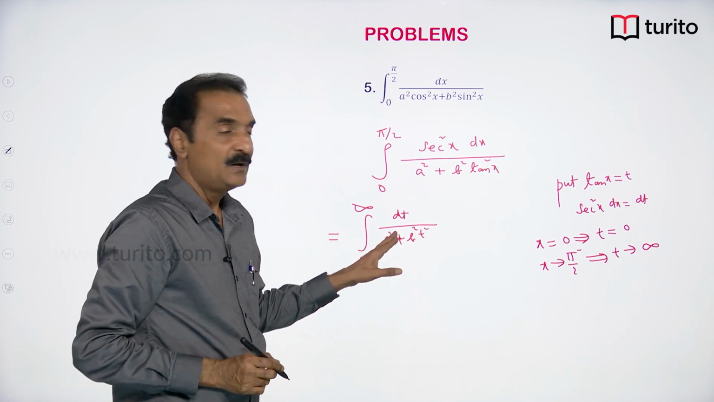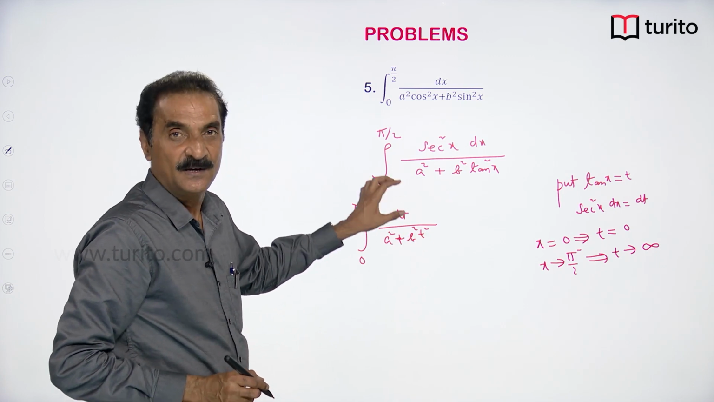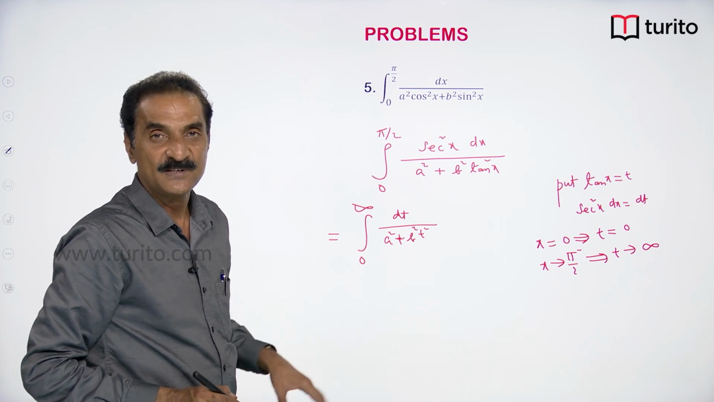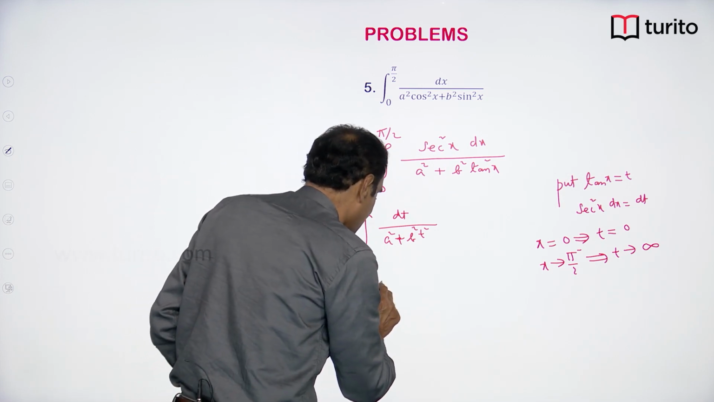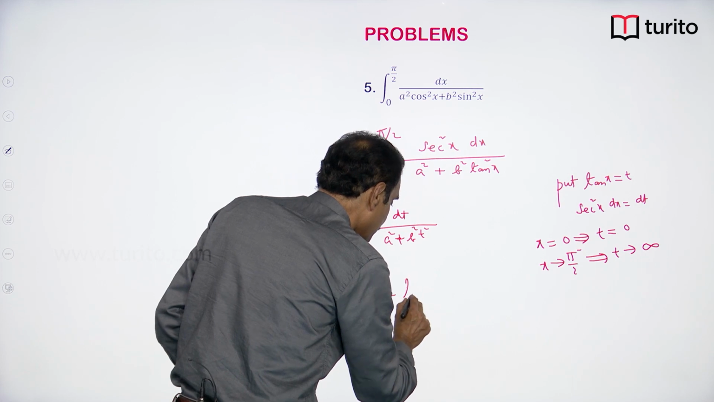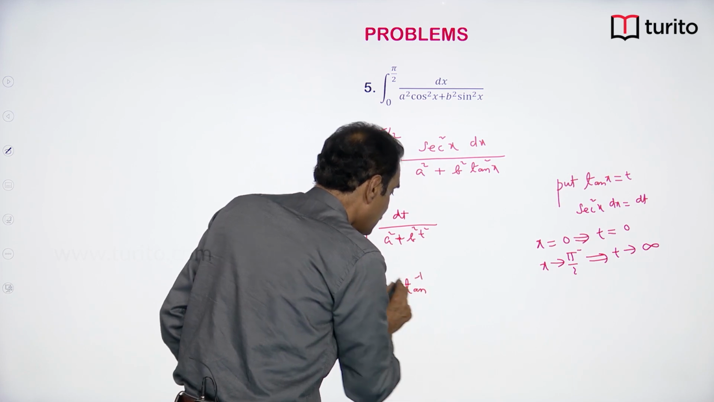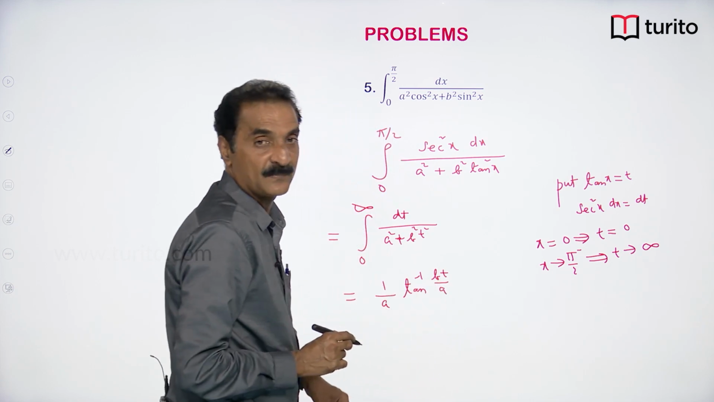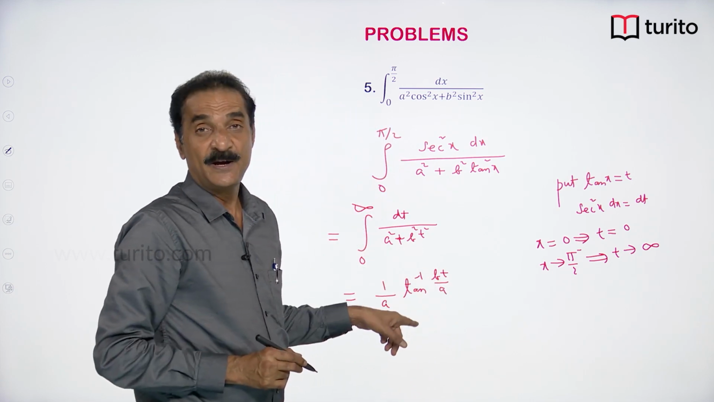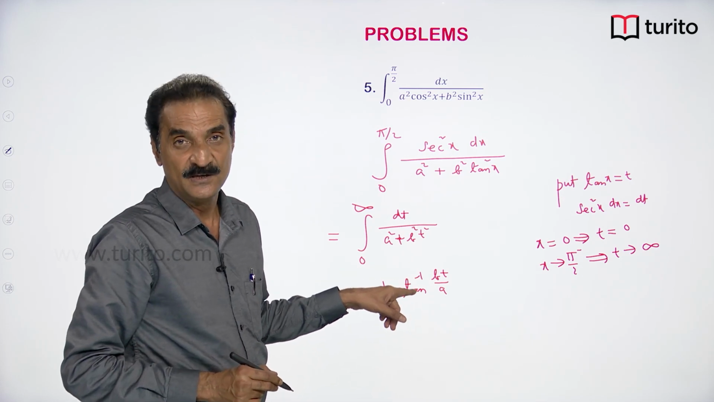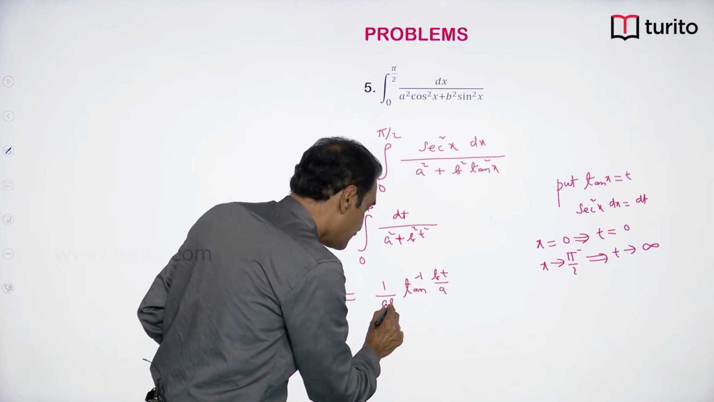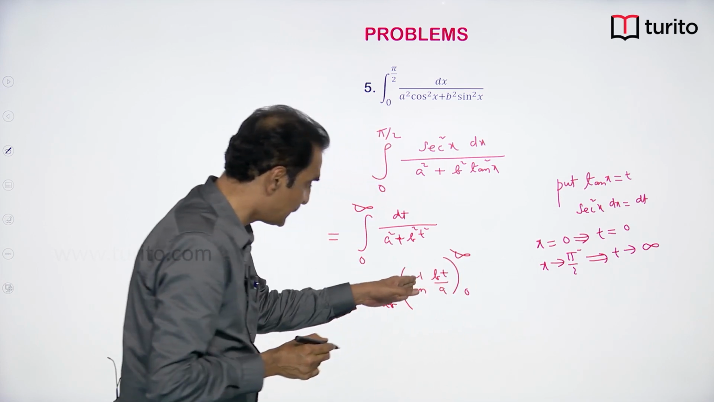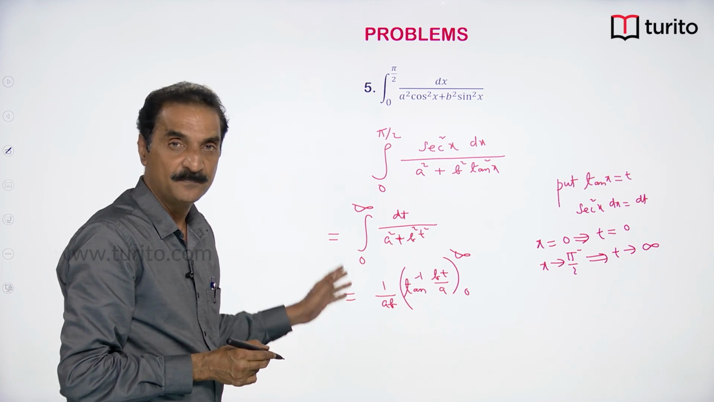What is the integral now? Assuming that bt is some x, it is in the form of 1 by a square plus x square. The integral of 1 by a square plus x square is 1 by a tan inverse x by a. Tan inverse x by a means bt by a. Then we have to divide by the inner derivative of bt, that is b. Now take limits 0 to infinity, because 1 by ab is constant, I wrote it outside.